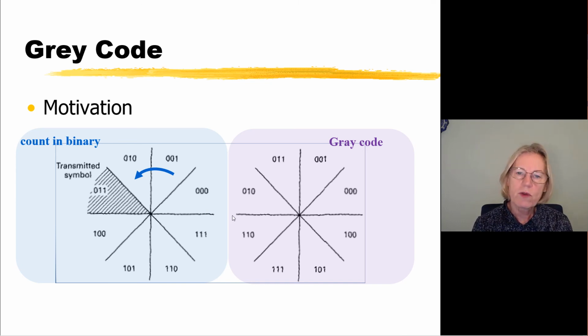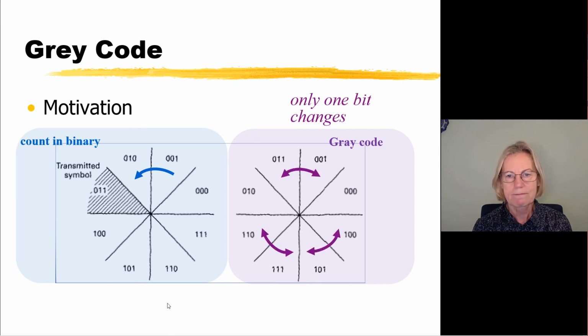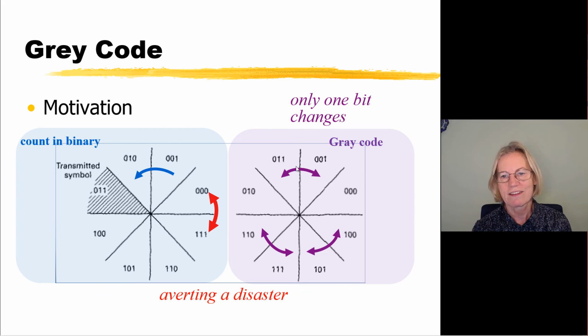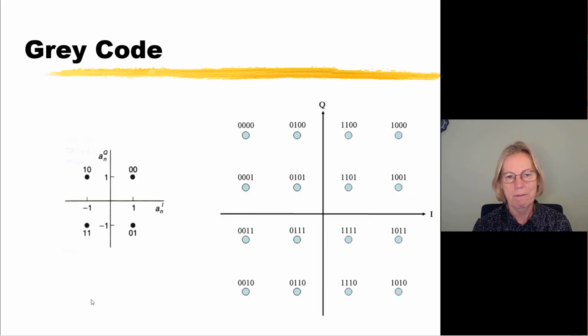So this gray code is a selection of the mapping so that every time we go between nearest neighbors, any nearest neighbors, the Hamming distance is just 1. There's only 1 bit that gets flipped. Most of the symbol errors are going to occur between nearest neighbors, so I ensure that when this happens, only 1 bit is flipped, and that's called a gray code. We're really just trying to avert disaster by making a good choice of mapping from bits to symbols.